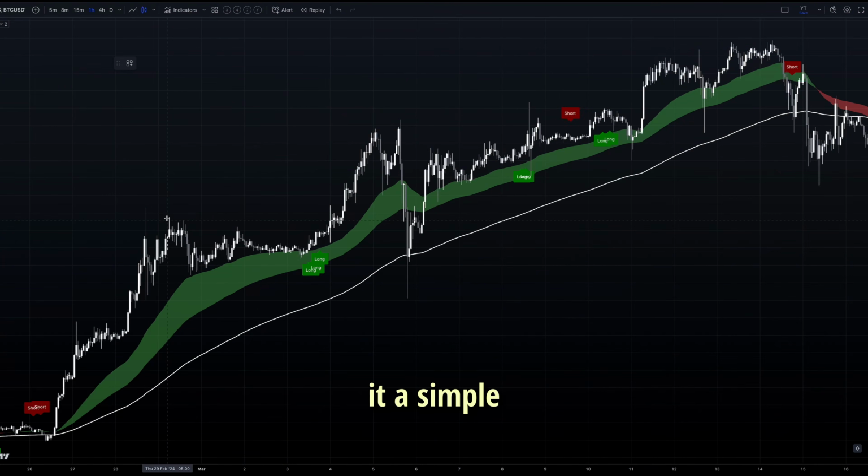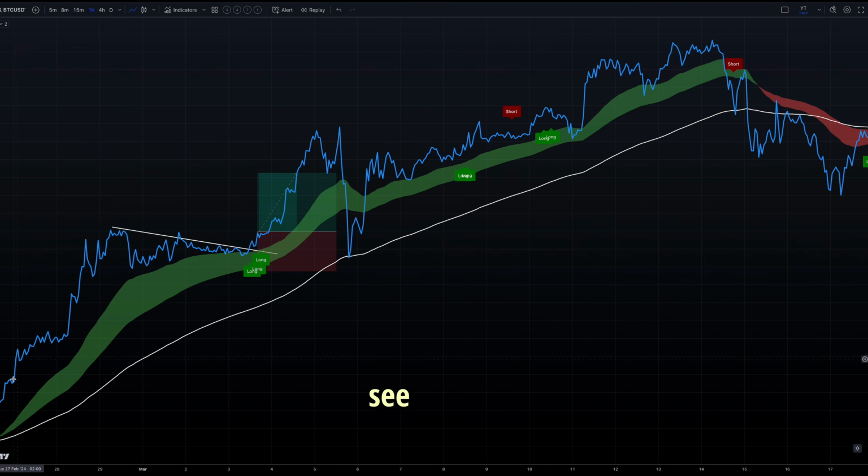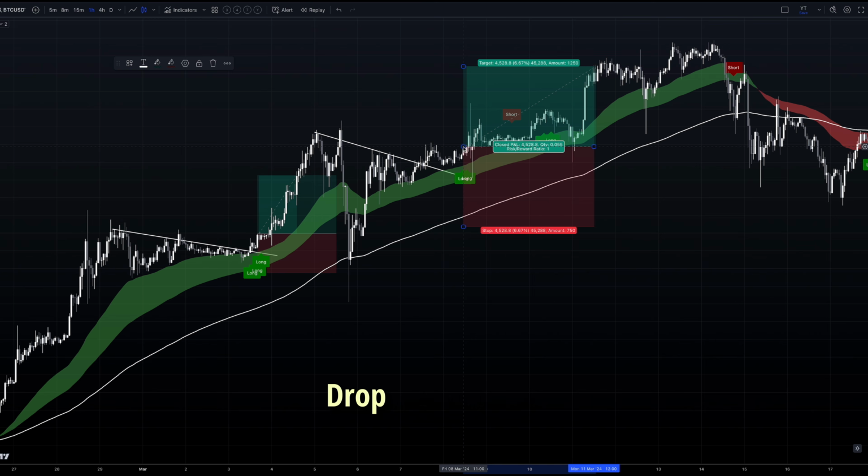So there you have it, a simple, effective strategy that uses the power of trend lines. Give it a shot and see how it works for you. Any questions? Drop them in the comments.